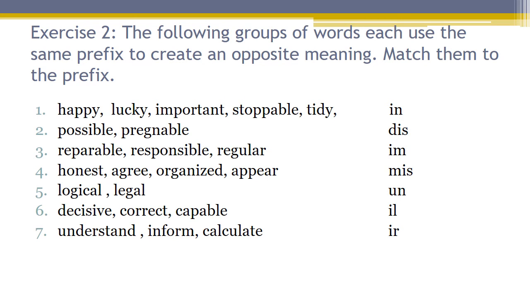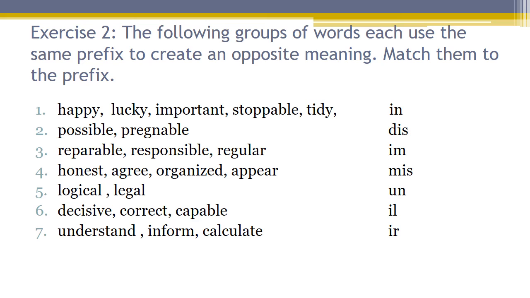In exercise 2 here, you can try to guess how much you know about the root words and how to make their opposite by adding a prefix to them. So in the following groups of words, each of them uses the same prefix to create an opposite meaning. Match them to the prefix. For example, for number 1, I've got happy, lucky, important, stoppable, and tidy. All of these use the same prefix to make the opposite. So if I know one, it applies to all.